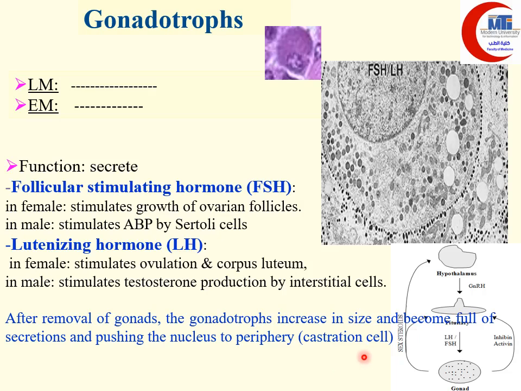Castration cells. Castration cells are the same gonadotrophs, but after removal of the gonads. After removal of the gonads, gonadotrophs in the pituitary increase in size and become full of secretion, as there is nothing to stimulate, no gonads. So these cells accumulate secretion inside and increase in size, and this secretion pushes the nucleus to the periphery. This is the shape of cells called the castration cells. It is the same gonadotrophs but after removal of gonads.